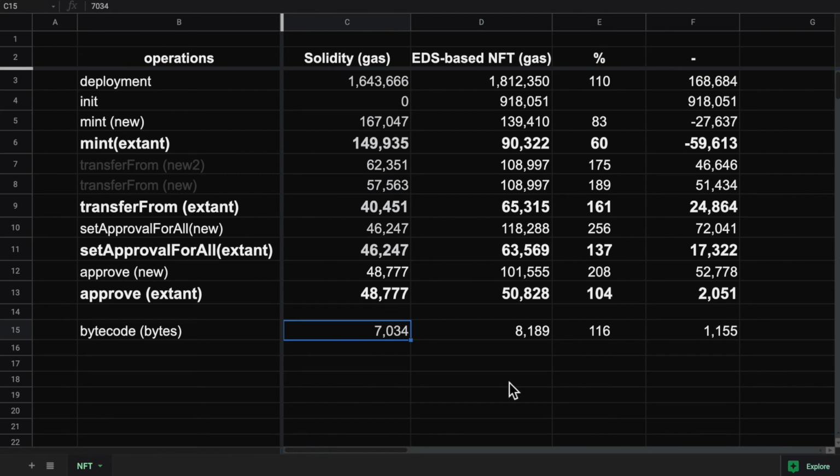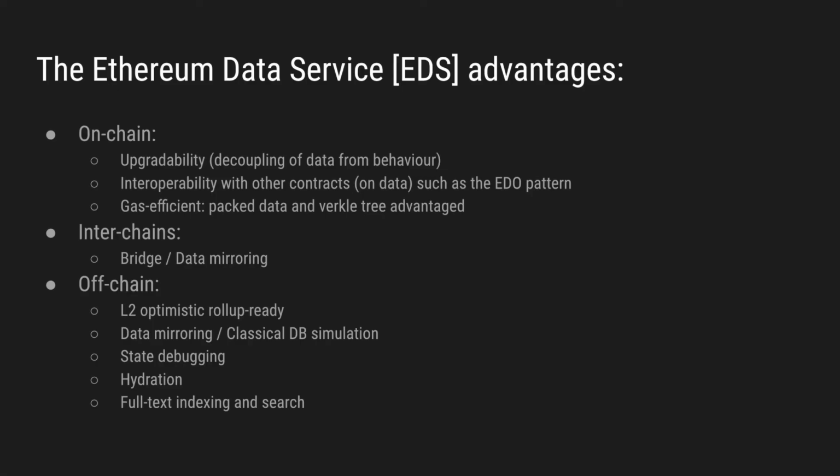Given the slightly higher gas costs, why use EDS for implementing NFTs? With EDS, you can decouple data from behavior and increase upgradability. And many contracts can collaborate with the same EDS-based contract. And if you saw our Ethereum deep object pattern videos, you understand the inter-contract interactions that can be achieved. Data is gas efficient, packed efficiently, collision-free, easier to analyze by block explorers, and ready for optimizing gas when Verkle trees will be used for persistence.